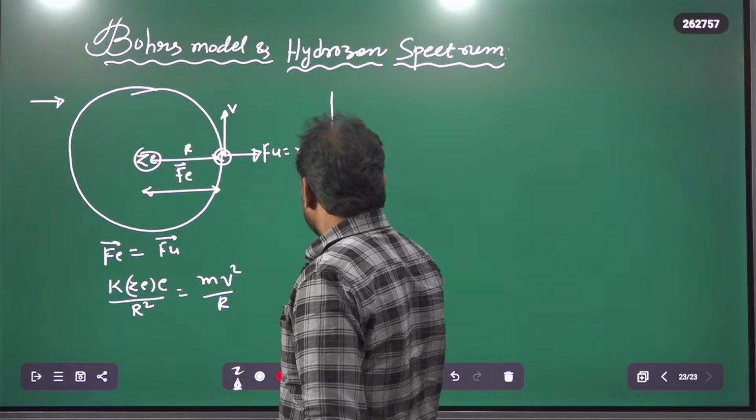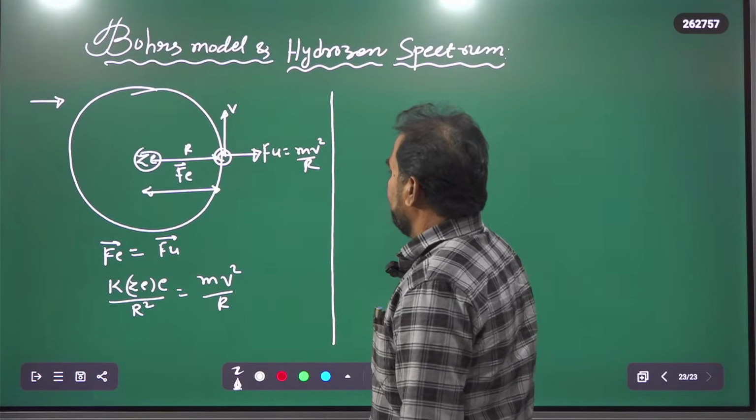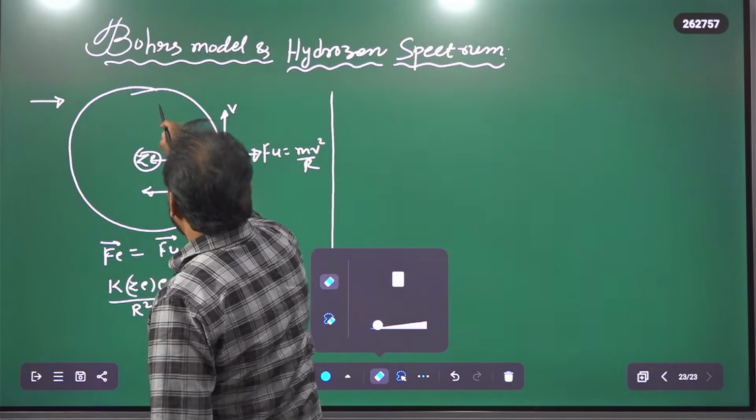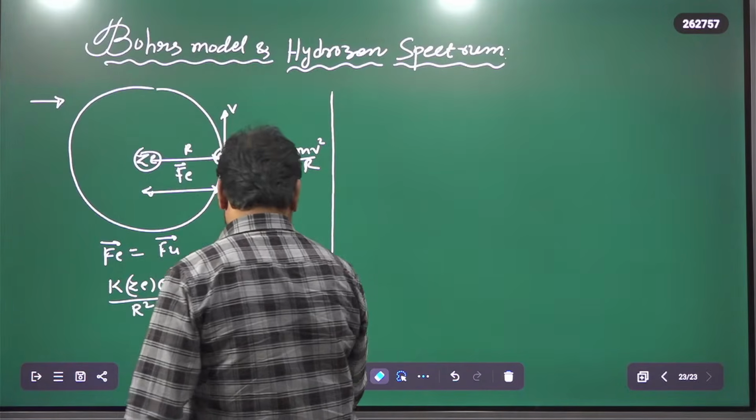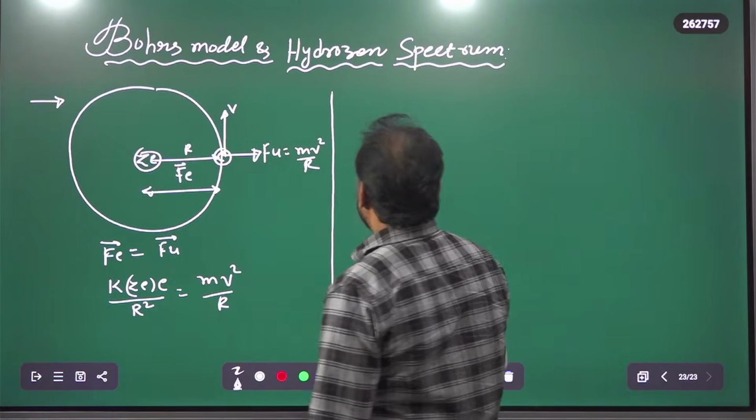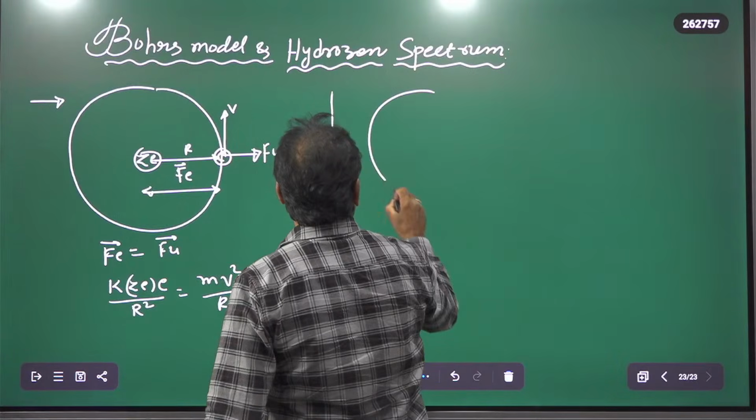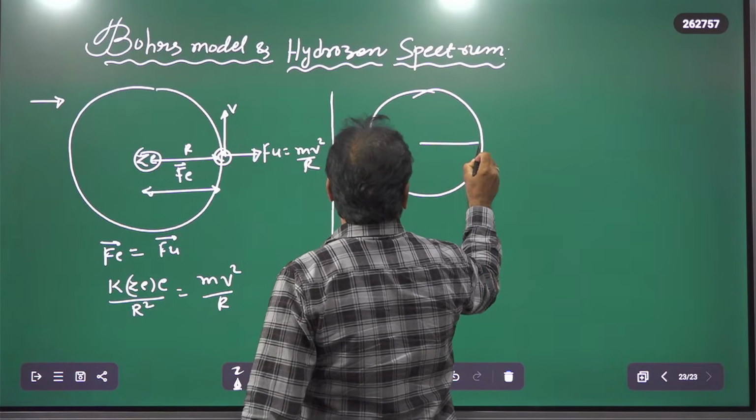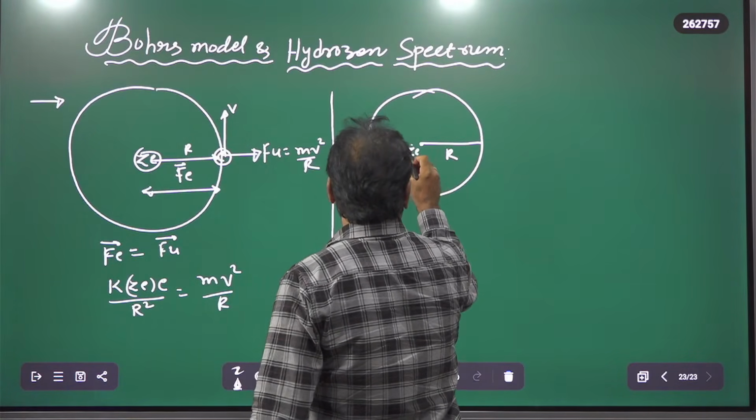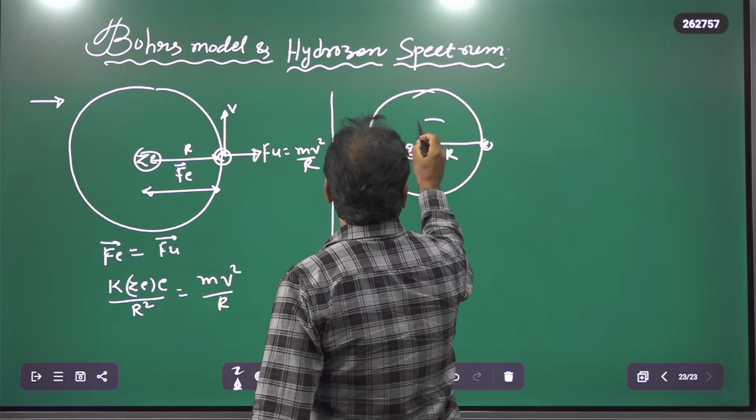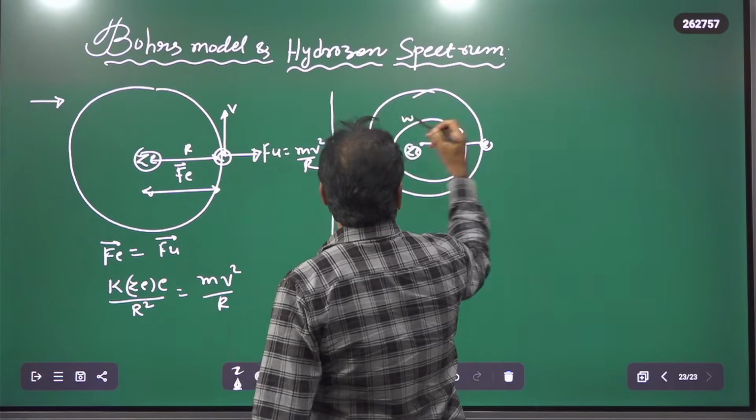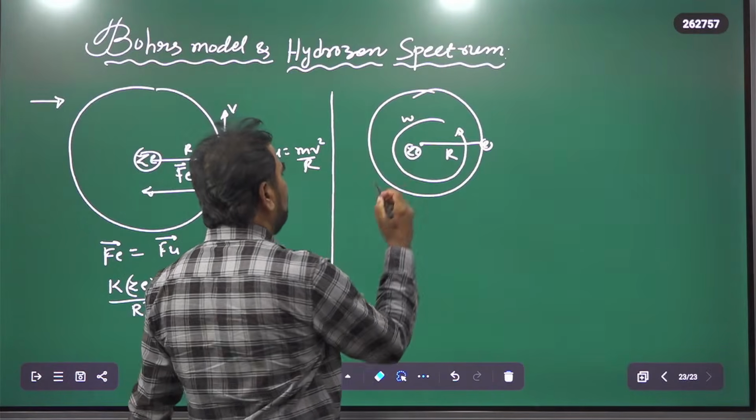And what is the second one? See here. When an electron is revolving in a circular orbit, its angular momentum remains constant. Suppose we consider an electron revolving in a circular orbit of radius r like this, around the nucleus Ze, with an angular velocity omega about this axis of rotation. In this case, its angular momentum remains constant.